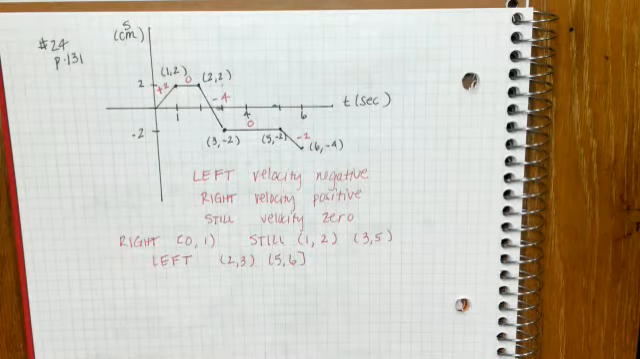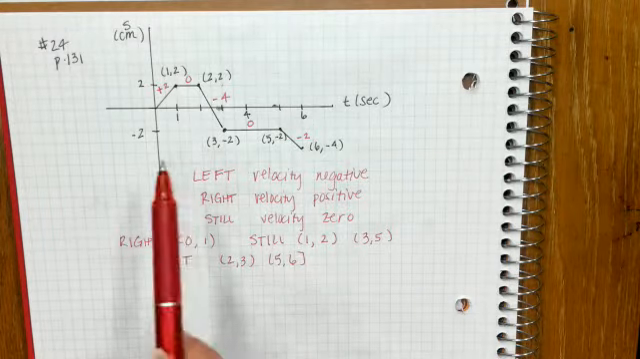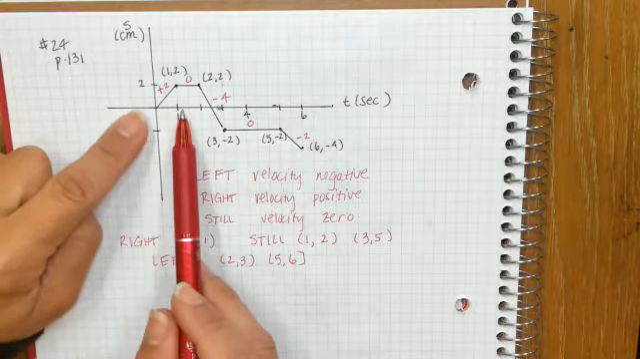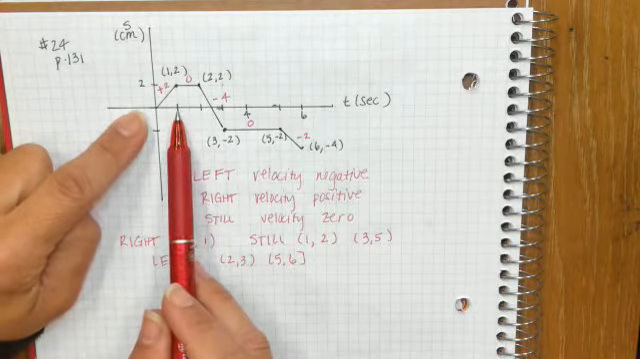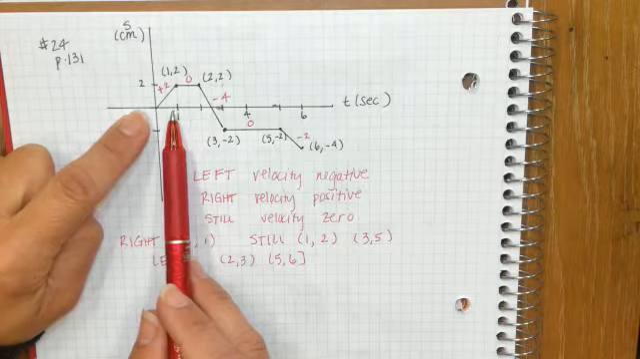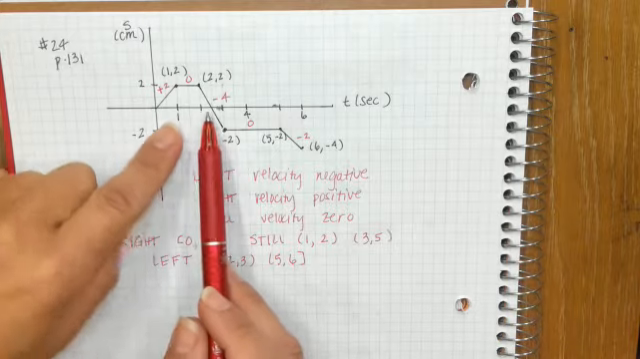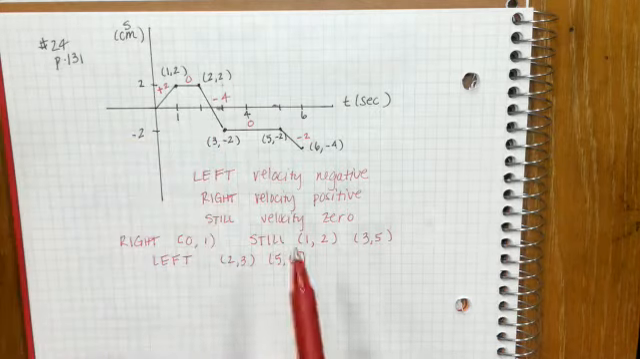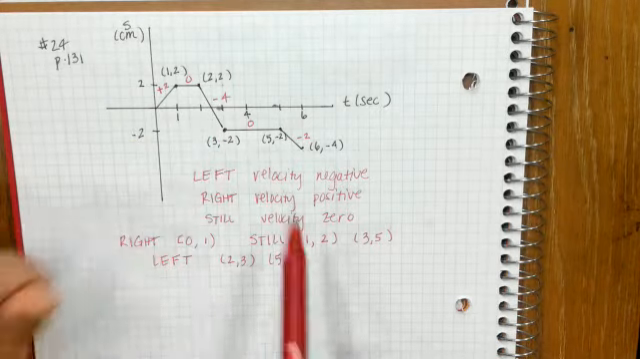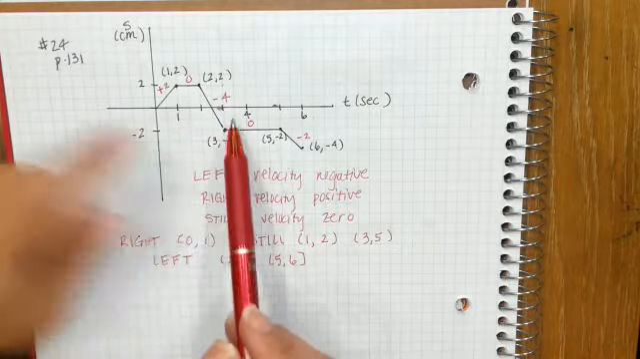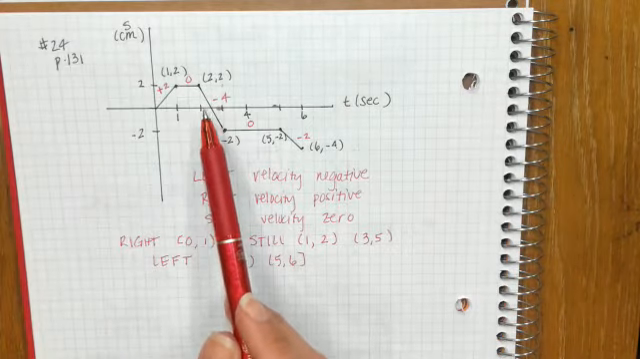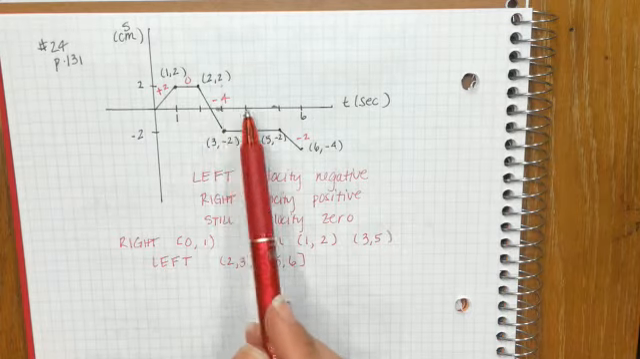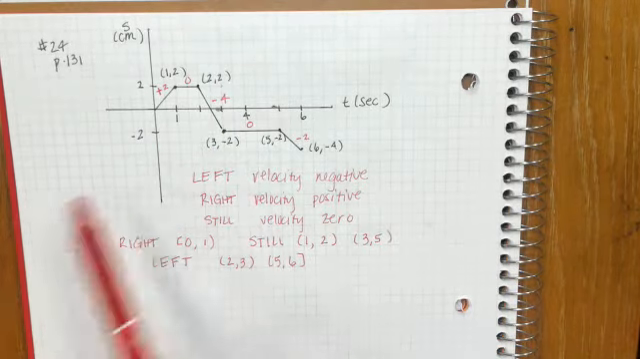You can look at the speed. So this particle from 0 to 1 seconds is traveling 2 centimeters per second. Its velocity is 0 between 1 to 2 seconds. This -4 means that this particle is traveling 4 centimeters per second. It's just traveling to the left.